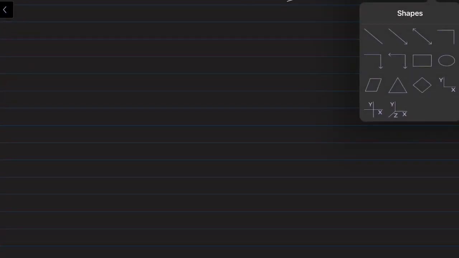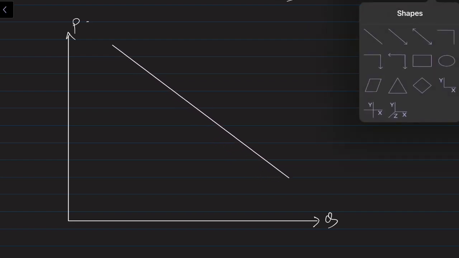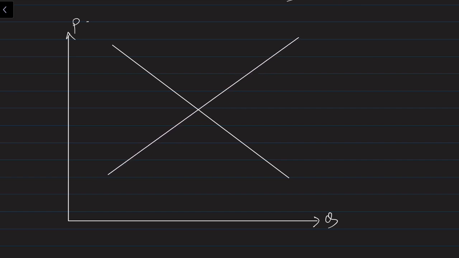Let me draw another graph. So this is our demand curve, this is our supply curve. So when I impose the tax, let's say $1 on buyers, then the demand curve will shift downward. Why? Because the willingness to purchase will decrease by exactly $1, because they're going to pay the $1 tax, right? So the original demand curve will shift parallelly downward.